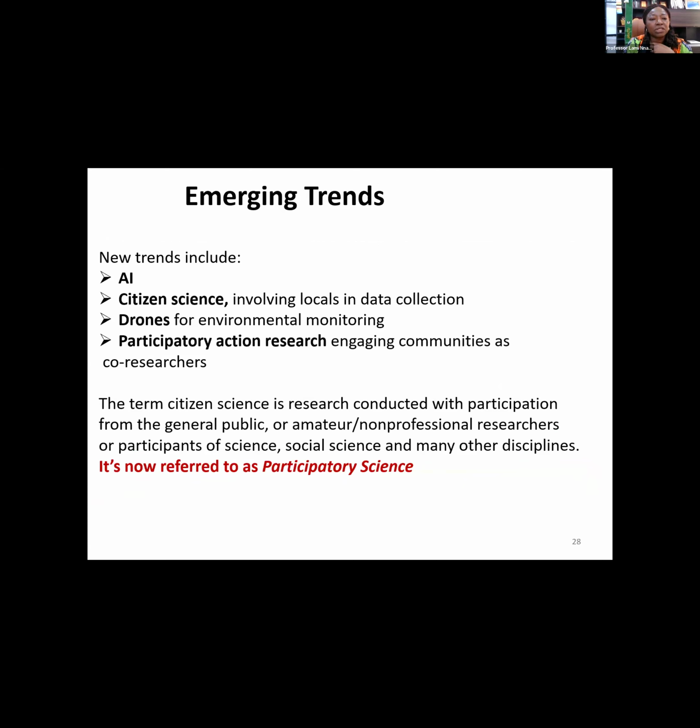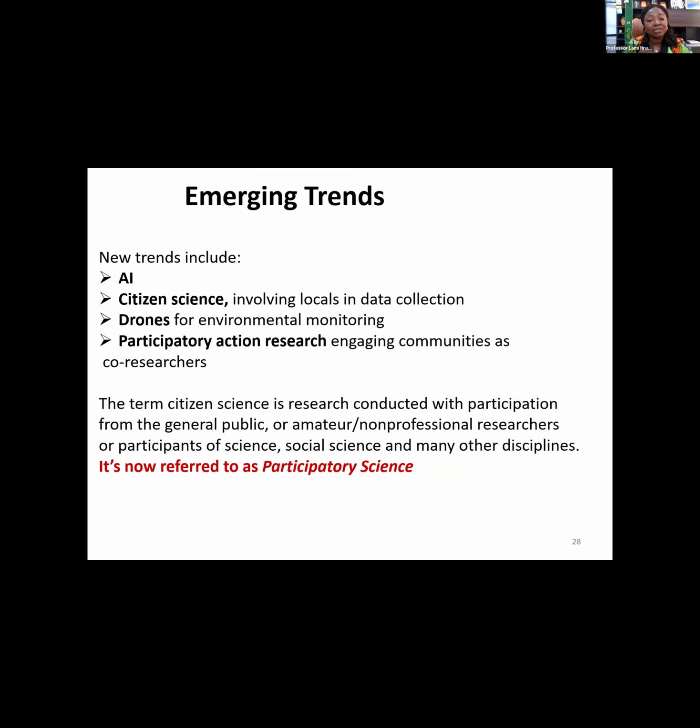Now, imagine trends in research. We've talked about AI. There is what we call citizen science. Citizen science means involving locals in data collection. Then the use of drones for environmental monitoring. Then participatory action.